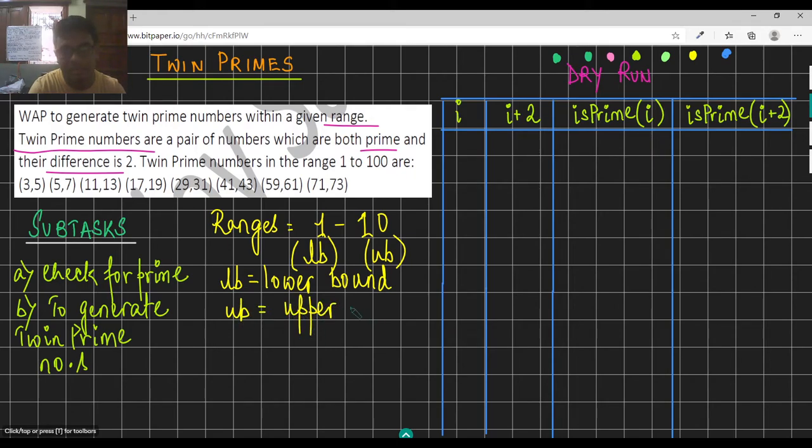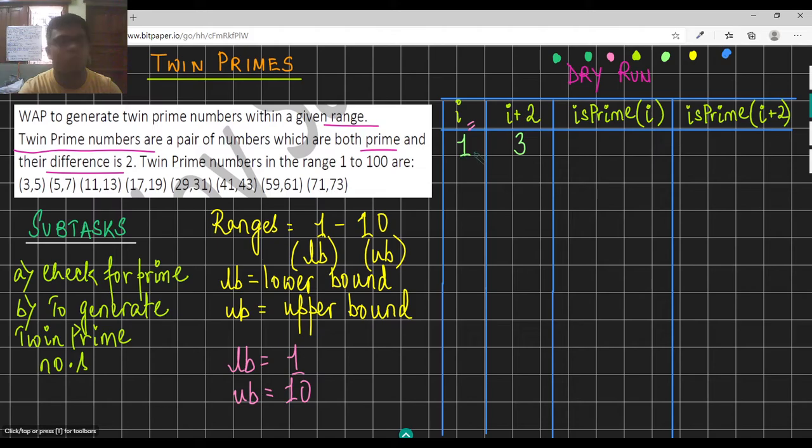All right. Now, the first thing that we need to do is take this range as input from the user. So let us say the user has given LB a value of 1 and UB a value of 10, meaning we need to generate twin prime numbers lying between 1 and 10. So we need to run a loop. We need to count from 1 to 10. So our counter is I. All right, let me dry run this for you first. The first number that we begin with is 1. Now, what is the number that comes 2 after? I plus 2, that's 3.